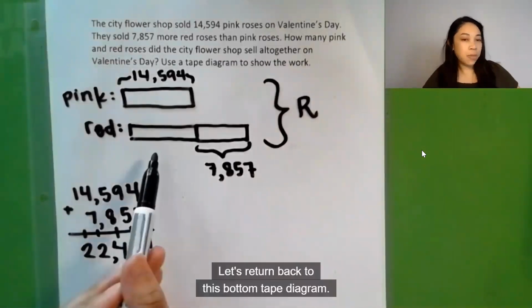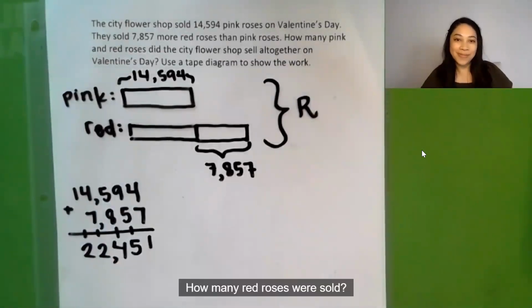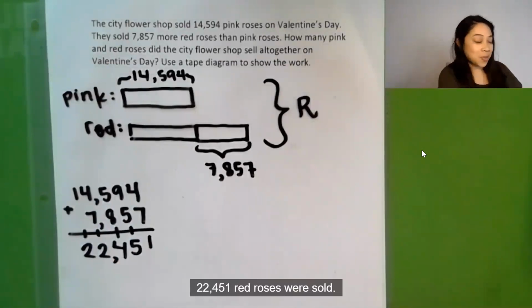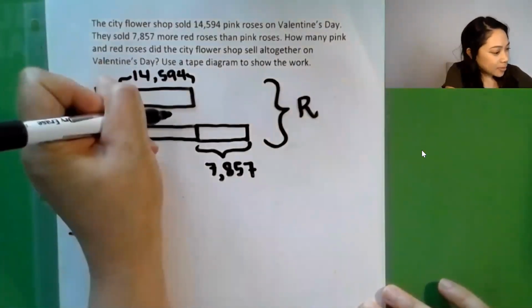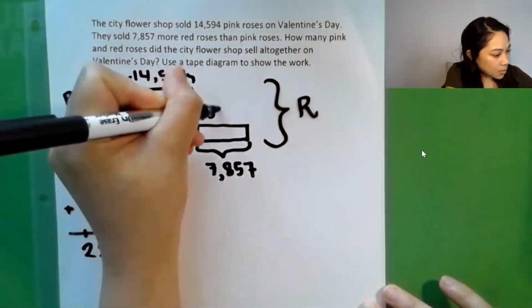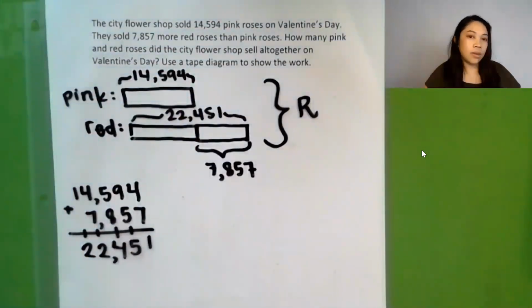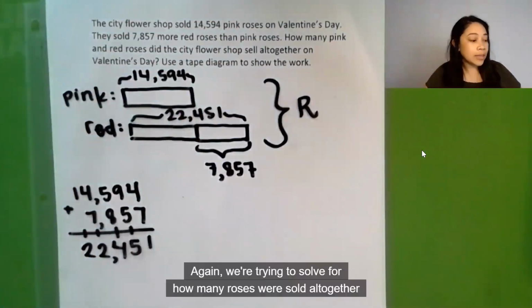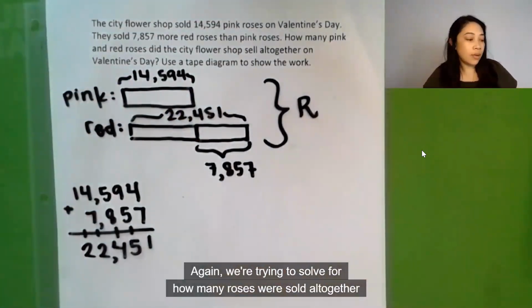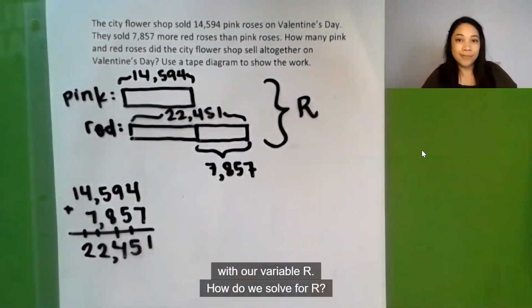Let's return back to this bottom tape diagram. How many red roses were sold? 22,451 red roses were sold. Again, we're trying to solve for how many roses were sold altogether with our variable R. How do we solve for R?